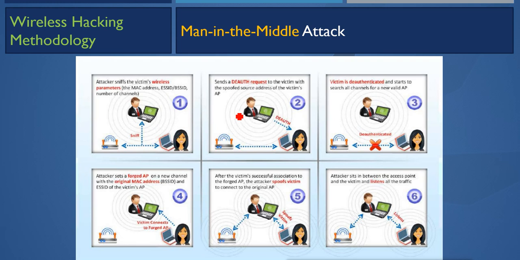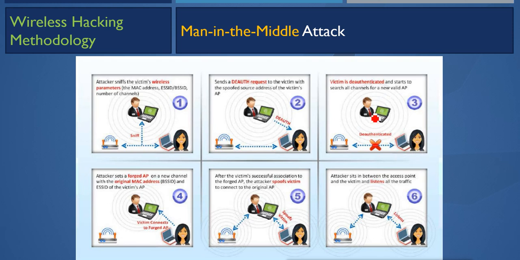So what will the attacker do here? First, the attacker sniffs the victim's wireless parameters: the MAC address, ESSID, BSSID, and channel number. It will get them by running the airodump command. Then it sends the deauth request to the victim with the spoofed source address of the victim's AP. So it will send the deauth packet to the victim, and the victim will be deauthenticated. Then the victim starts to search all channels for a new valid AP. It will automatically start searching for the new AP channel.